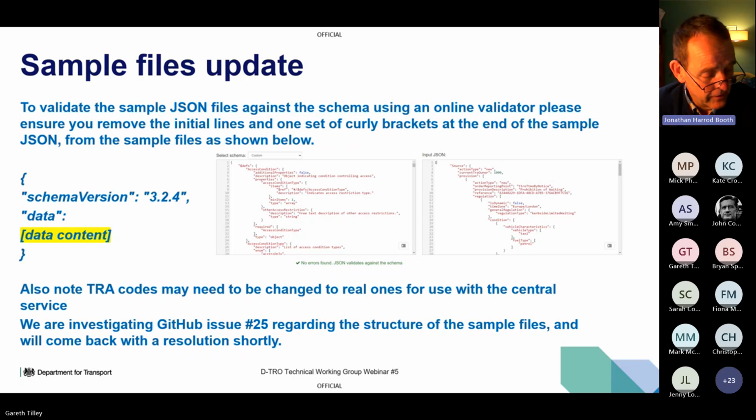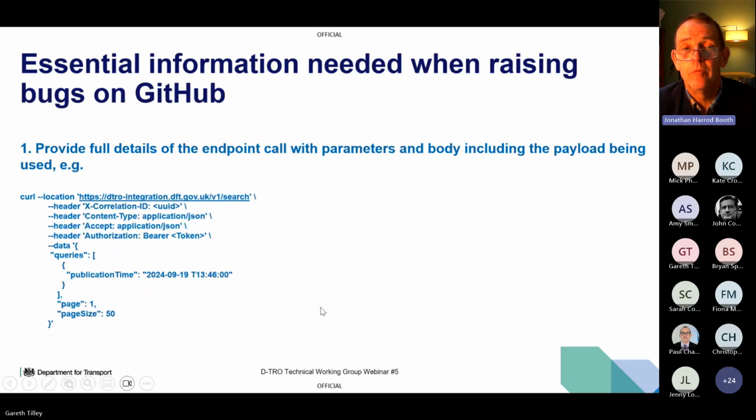Just a footnote, and to show you these things are live and real, we are invested. There's GitHub issue 25, and I wouldn't expect people to say, oh yes, I know what that is, which is about an inconsistency between the schema and the sample files in terms of the structure. We're looking at that quite carefully about how to address that. It is an issue that has quite rightly been pointed out, and we'll come back to you as soon as we can with how best to address that. And I think that's all I was going to say. Over to you, Paul.